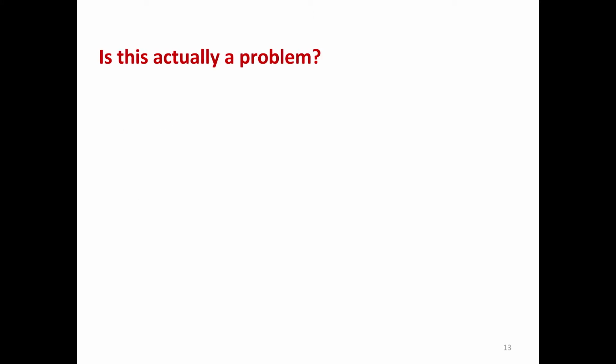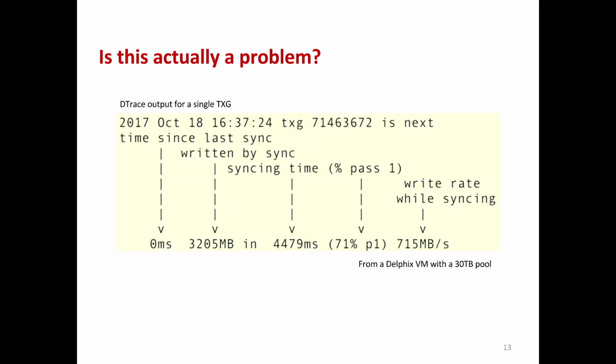So is this actually a problem, though? Okay, we did these calculations, more or less, kind of like a back of the envelope, to see our ballpark. So is this actually a problem? Well, here is some dtrace output from a Delphix VM that we have, and this specific line that we see over here is statistics on one transaction group.